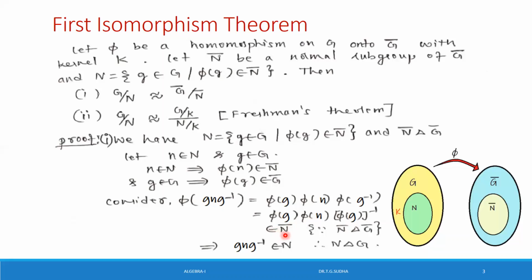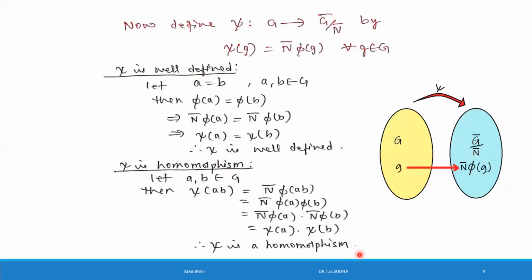Since this is an element of N bar, that is, the image of g n g inverse is an element of N bar, by the given set N, if the image belongs to N bar, then the element will belong to N. Therefore, g n g inverse will belong to N, giving us that N is normal in G.